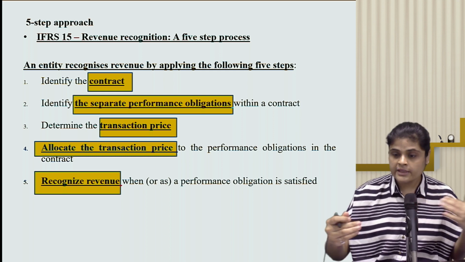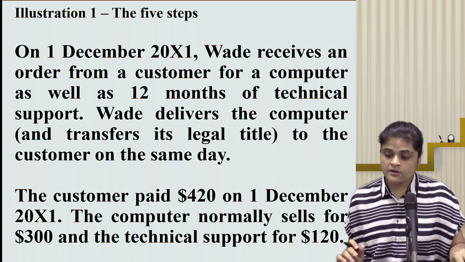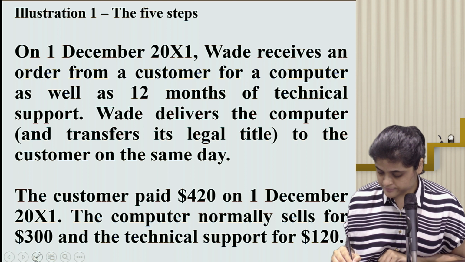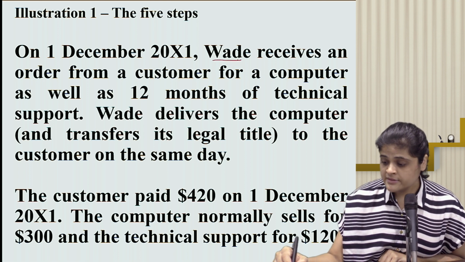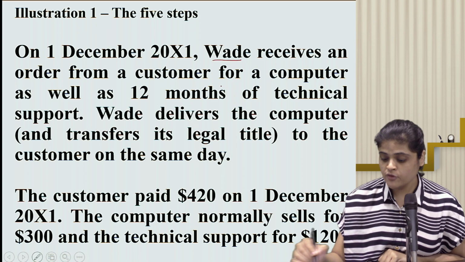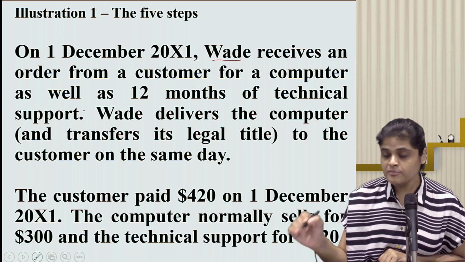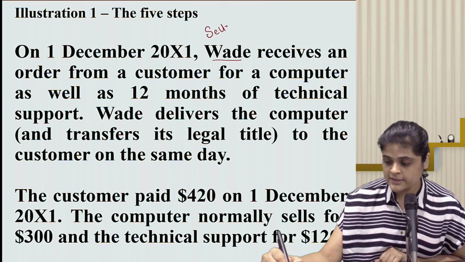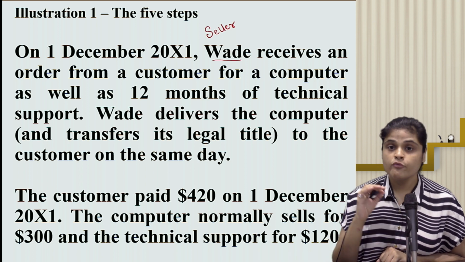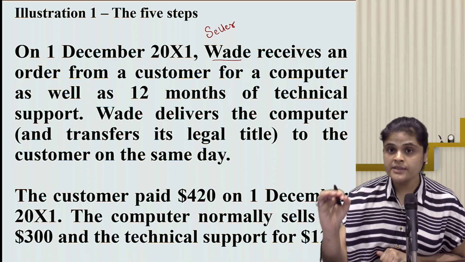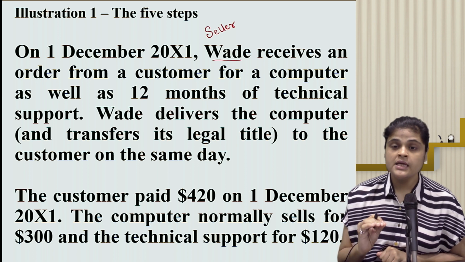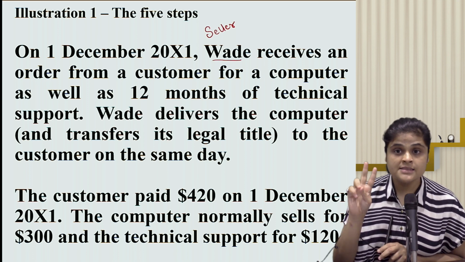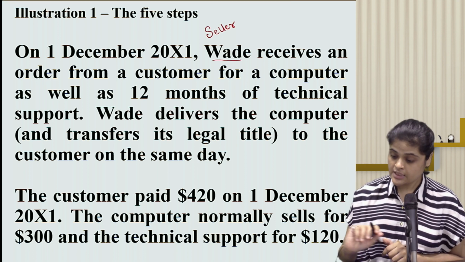Okay, let's take an example to whatever theory we have discussed so far. Here's an example for you. On 1st of December 2001, Wade receives an order from customer for a computer as well as 12 months of technical support. Now, clearly you can make out, this is the seller. Wade is the seller. Wade has entered into an arrangement, agreement or contract wherein he is going to provide 2 things to the buyer. 1, computer, and 2nd, technical support, which is service.